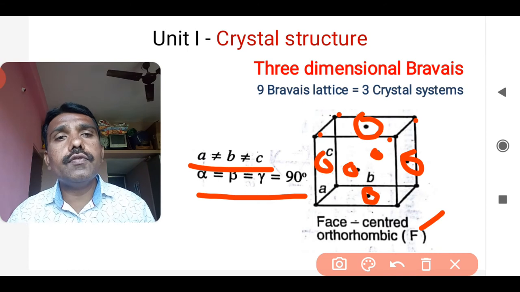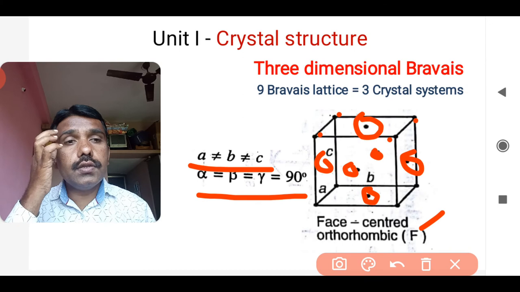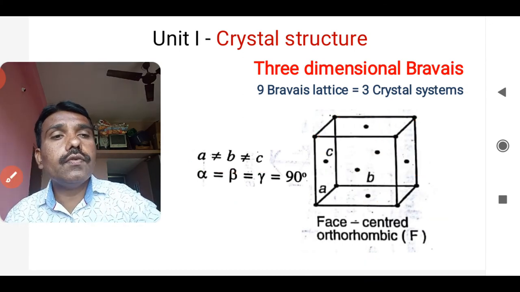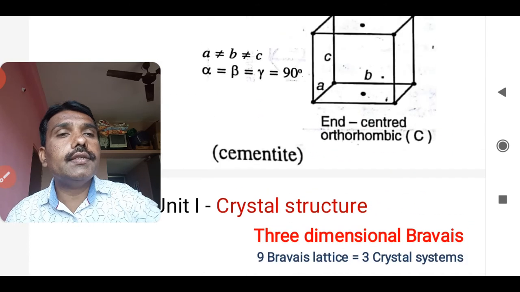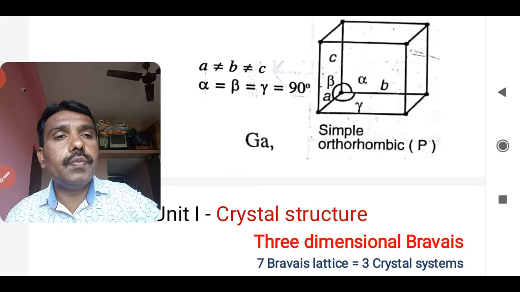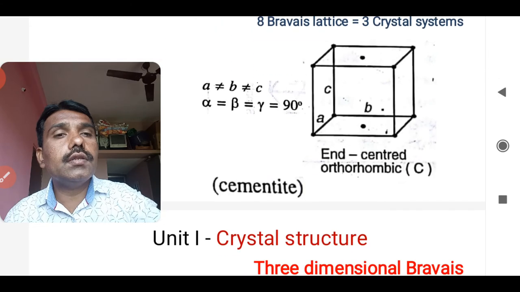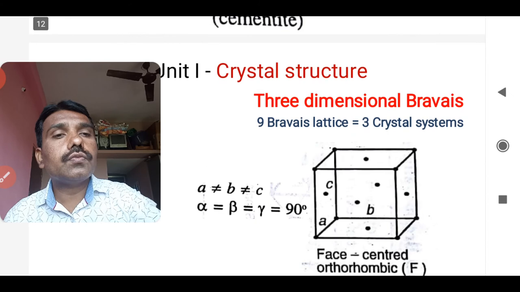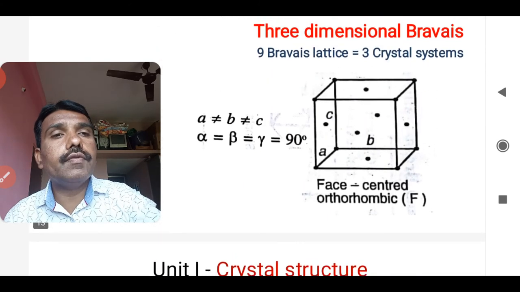So this is another part of the third crystal system. We have seen four types of Bravais lattice under orthorhombic: face-centered, end-centered, body-centered, and simple orthorhombic. These four Bravais lattices come under this third crystal system. Now these four mean it becomes 5 plus 4, 9 Bravais lattices we have seen.